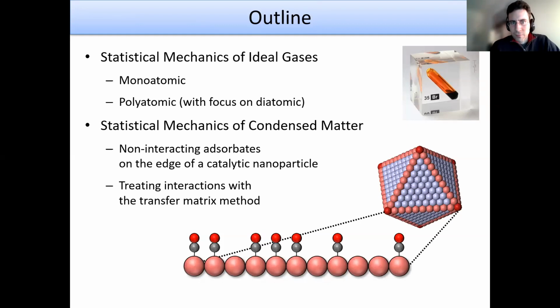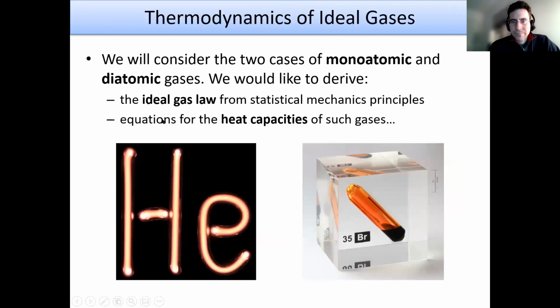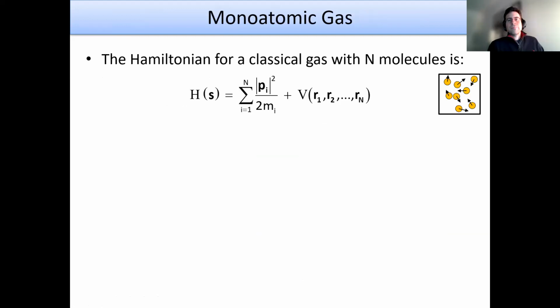For instance, the ideal gas law. We're going to start with the monatomic ideal gas. For instance, helium is an example of a very simple monatomic ideal gas. And then after that, we're going to discuss the diatomic gas case. A nice example would be bromine here. What we're interested in is, first of all, deriving the ideal gas law from statistical mechanics principles, and then deriving equations for the heat capacities of these gases, monatomic and diatomic.